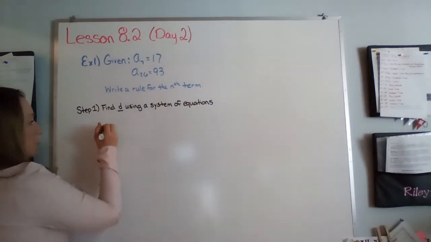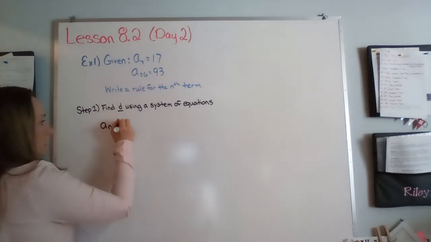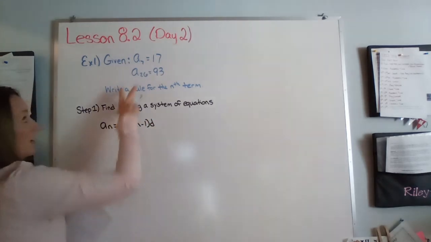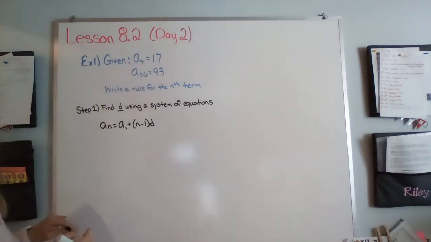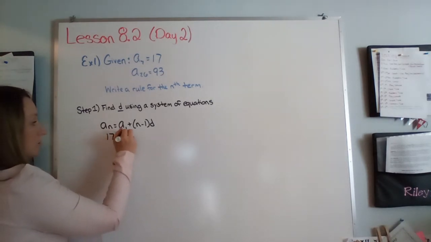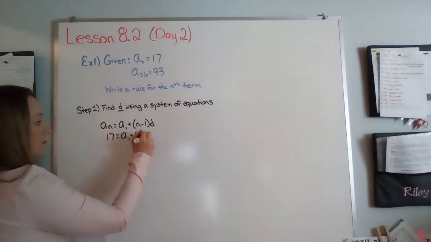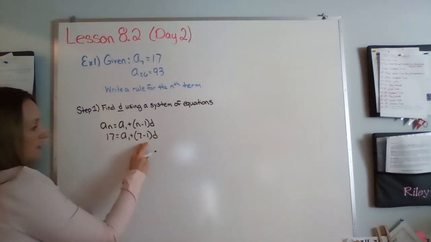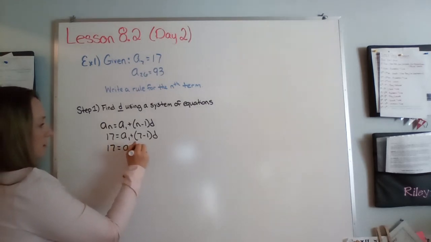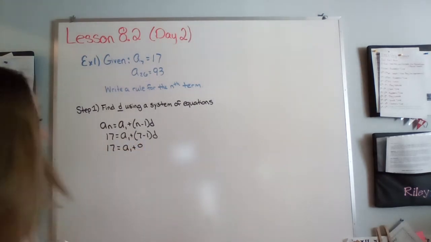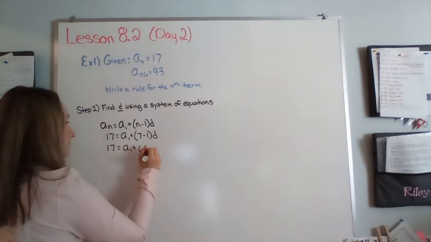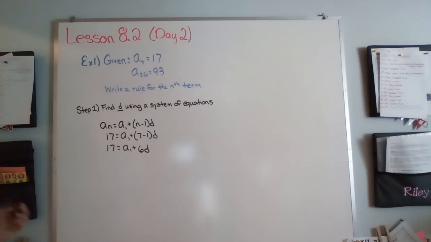If you think about the formula that we've been using, a sub n equals a sub 1 plus n minus 1 times d, and use the first piece of information, that the 7th term is 17, you can fill this in and write 17 equals a sub 1 plus 7 minus 1 times d. We could simplify that to 17 equals a sub 1 plus 6d. That equation has 2 unknowns.